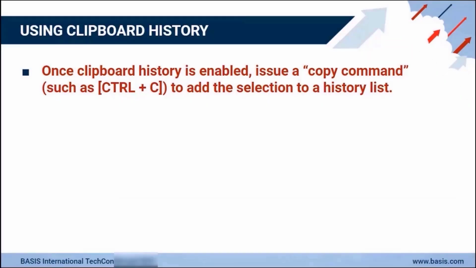Now, once clipboard history is enabled, you can use it, and it is functioning anytime you issue a copy command, the most common of which is Control+C in a lot of Windows applications, but there are other ways like Control-Insert. And every time you do that and issue a copy command, that selection is added to a history list that is maintained at the operating system level.